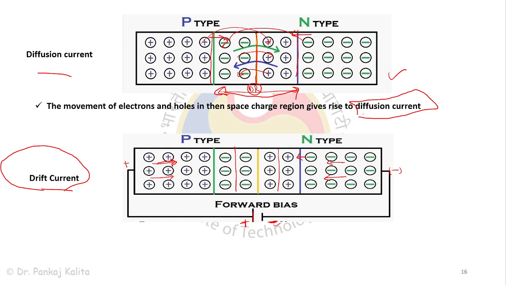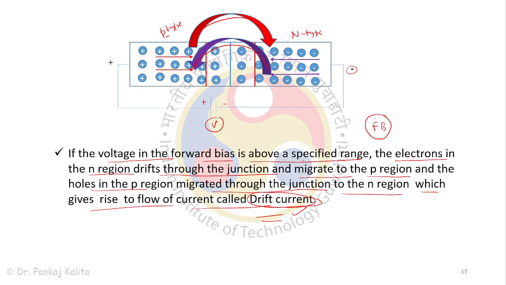So the current generated due to the biasing is known as the drift current. Hope you understand the difference between diffusion current and the drift current. And if the voltage in the forward bias is above the specified range, then the electrons in the n region drift through the junction and migrate to the p region, and the holes in the p region migrate toward the junction in the n region, which gives rise to the flow of current called the drift current.